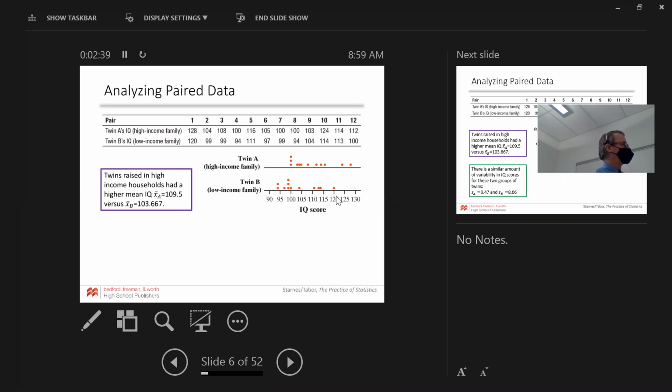So what's the difference between the IQs? The high income twins had a higher IQ than the low income twin. However, the sample size is only 12. Could that be attributed to chance alone, to random variability? That's what we're doing. Anyone can do this, okay? Anyone can read and say, that group's higher than that group. But your job is: is that statistically significant?